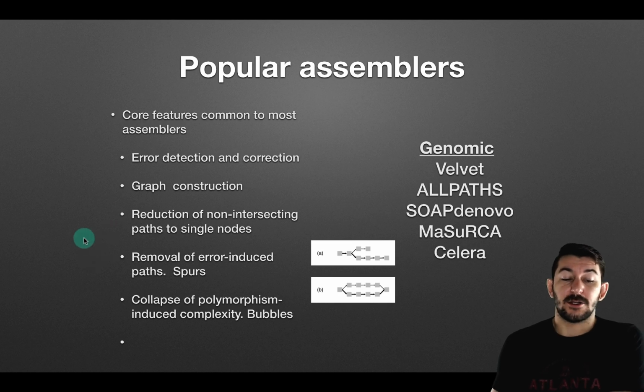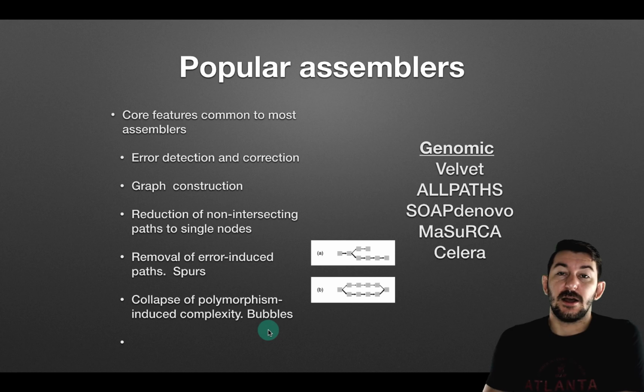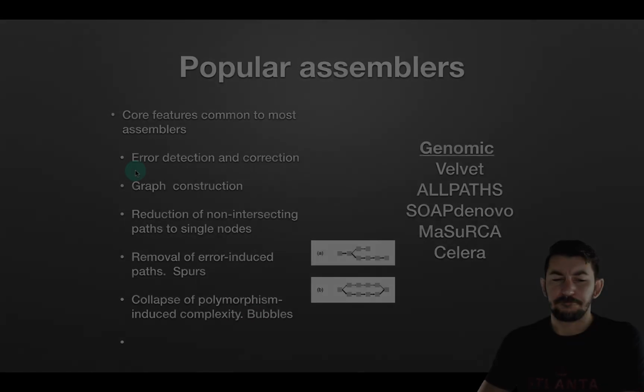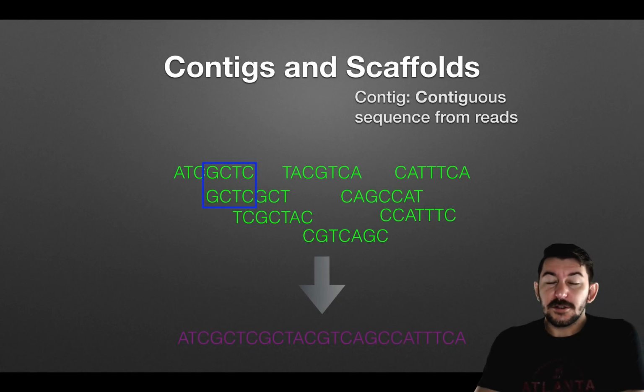Almost all of them try and reduce error by removing spurs. They try and collapse bubbles. If we're thinking about big genome assemblies, we're not really worried about allele polymorphism quite right away, so those things get collapsed. And so when it's all said and done, what you end up with are contigs and/or scaffolds.